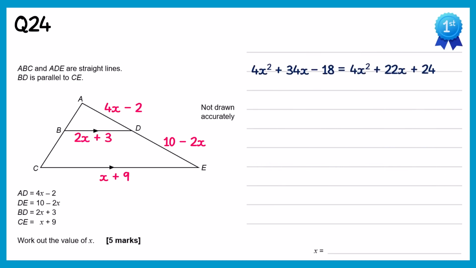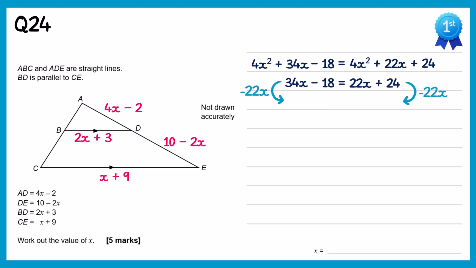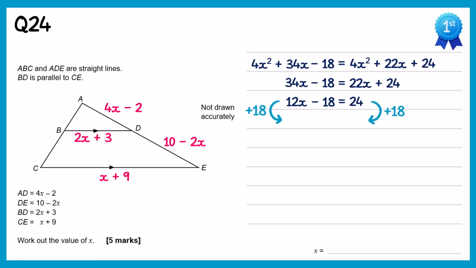So now we have this equation to solve. We can subtract 4x squared from both sides. This will cancel the 4x squared on the left, so we just have 34x take 18, and also cancel the 4x squared on the right, so we just have 22x plus 24. Then we could subtract 22x from both sides. On the left, 34x take 22x is just 12x, so it's 12x minus 18, and on the right the 22x will cancel, so it's just 24. Then we can add 18 to both sides. This will cancel the negative 18 on the left, so we have 12x, and on the right 24 plus 18 is 42. Then we divide both sides by 12 to give us x equals 42 over 12.